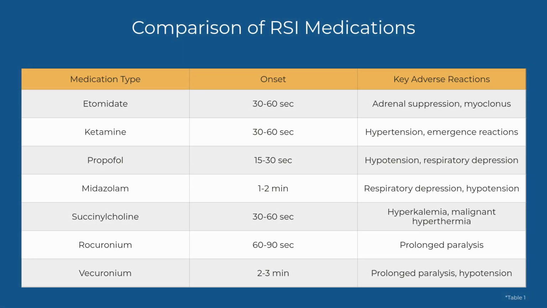Comparison of RSI medications. Here's a quick comparison. Induction agents like etomidate and ketamine act fast with different side effects. Etomidate might affect adrenals, ketamine can raise BP. Propofol is the fastest, but drops BP. Midazolam is slower. For paralytics, succinylcholine is quick but risky in some patients, while rocuronium is a bit slower but safer in those cases. Vecuronium is slowest and used less in RSI. This table helps pick the right drug for the right patient.